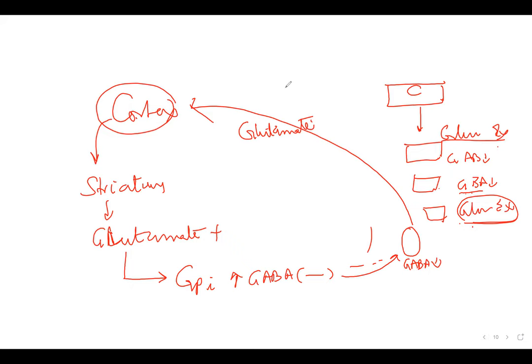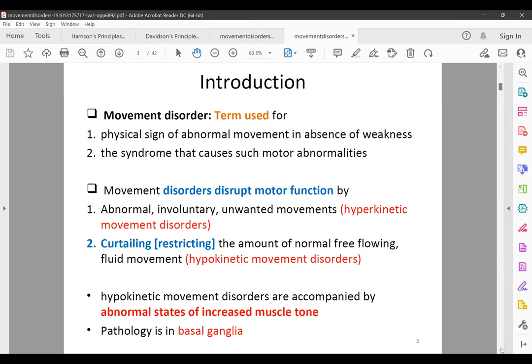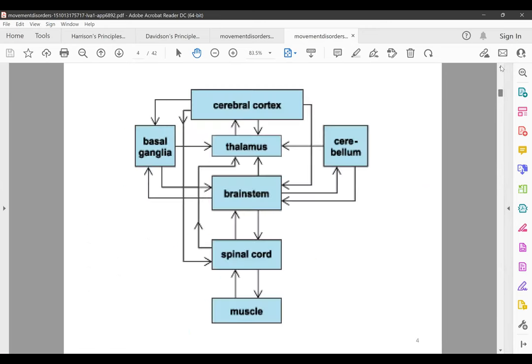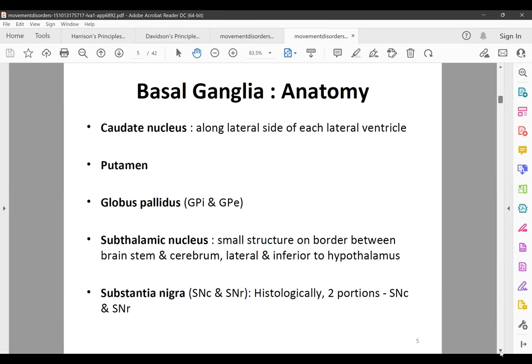Okay? Okay, sir. Now you can see some diagrams if I have some. Yeah, you can see here: cerebral cortex, basal ganglia, thalamus, cerebellum, brainstem, spinal cord, muscle. In a way, they have put the same thing I have put. But here, not only the cerebellum, there are other structures also which, together with the cerebellum, coordinate. They send their connections to the cerebellum, and the cerebellum, through the three peduncles, superior, inferior, and middle, communicates with the brainstem and the spinal cord to modulate the movement. Basal ganglia anatomy: caudate nucleus, putamen, globus pallidus, subthalamic nucleus, substantia nigra, pars compacta and pars reticularis.